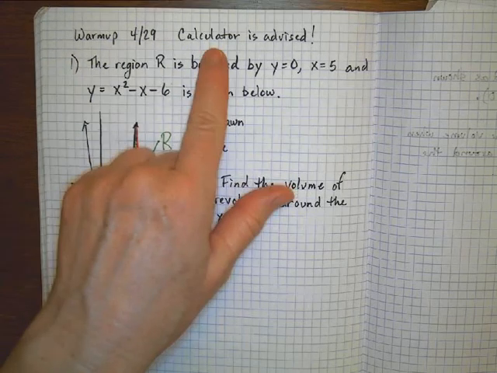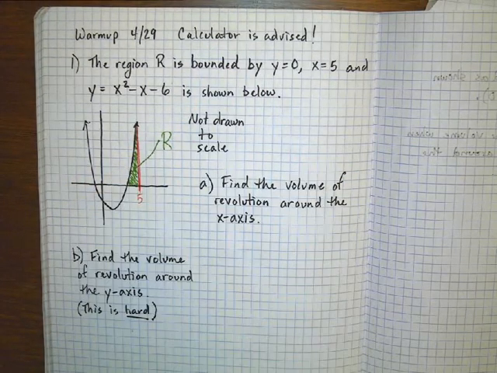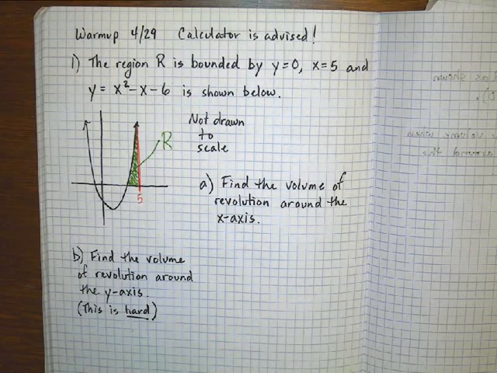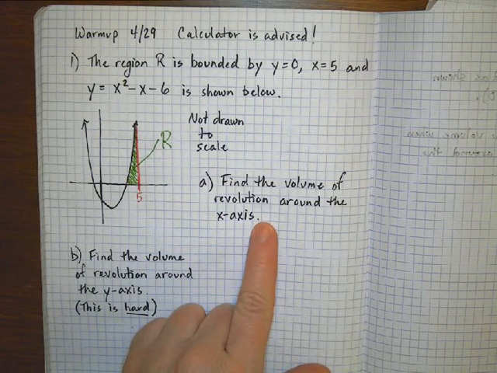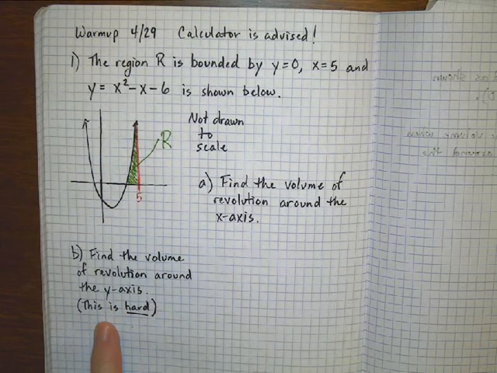I advise that you use a calculator. I do not think you want to do this without a calculator, especially Part B. Part A, you could probably handle. It would be tricky, but you could do it. But Part B, this is hard, okay?